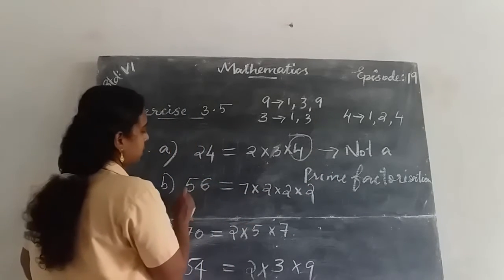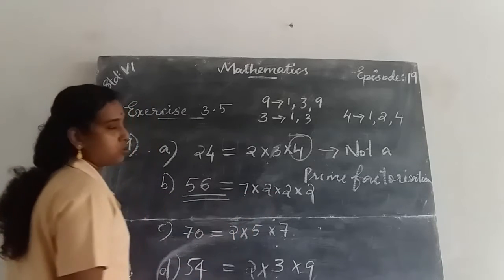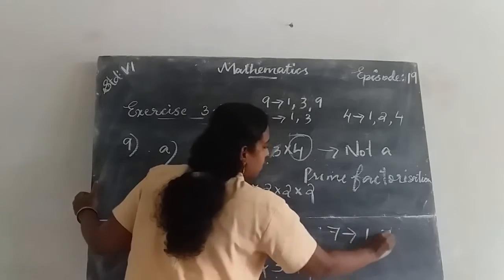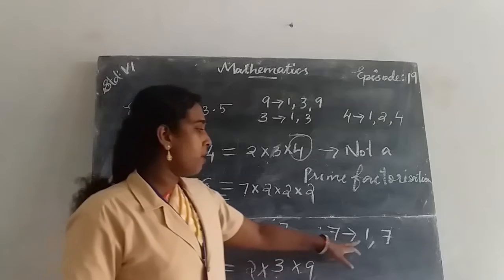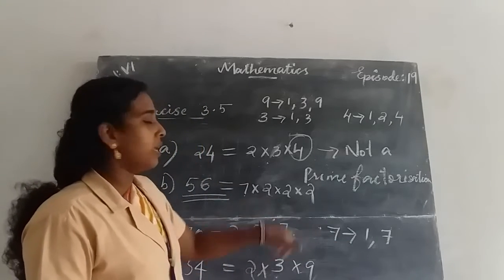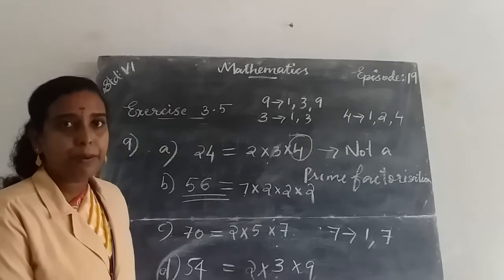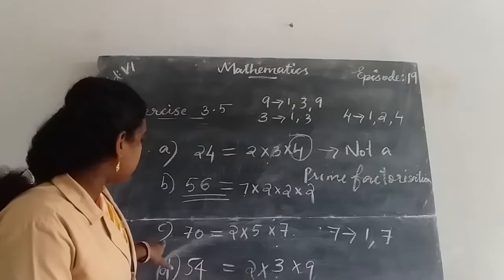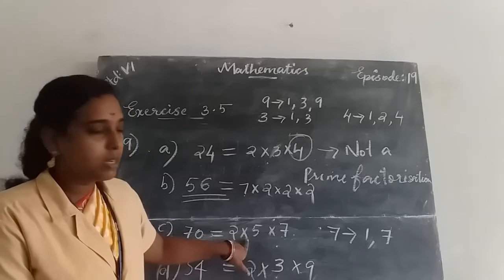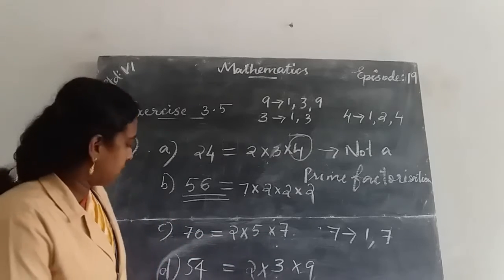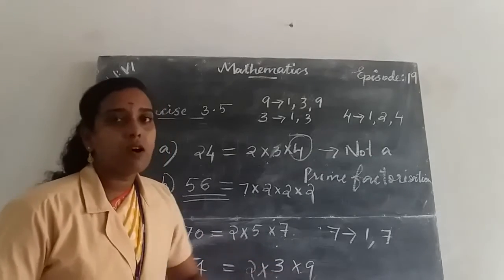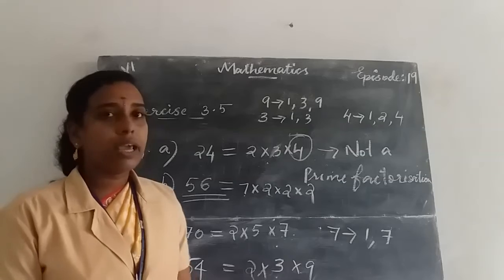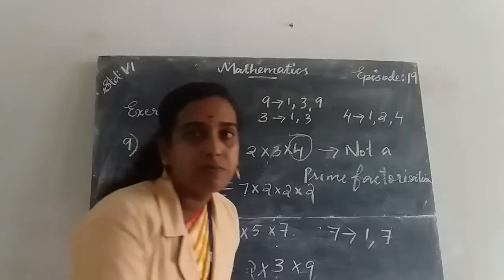But in the second expression, there are only 7 and 2. So 7 and 2 are prime factors. If we take the factors of 7, we get 1 and 7. So 7 has only 2 factors, and we can say that 7 is a prime number. So in this expression, prime factorization has been done. In expression C, prime factorization has also been done because 2, 5 and 7 are prime numbers. In the last expression, 9 is not a prime number, so it is not a prime factorization. So expressions A and D are not prime factorizations. Understood?